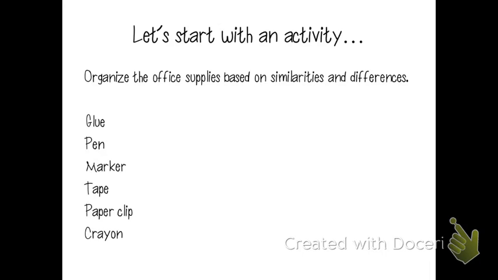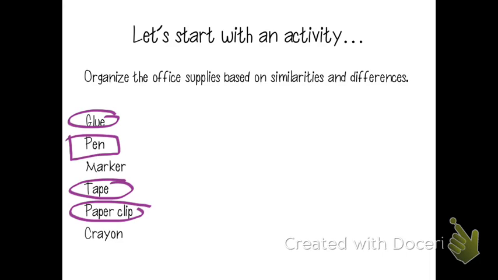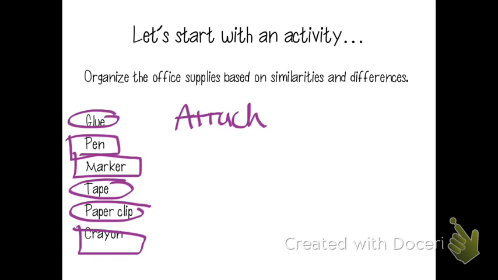Okay, so first of all, let's try and separate them into 2 separate groups. You probably would have noticed that we have 2 very different types of things here. We have some things that are used to attach or connect things, and then we have other things that are used to write on or color. So let's sort those based on those 2 groups. In our first group, we'll just say attach. And in the other group, we will have write.